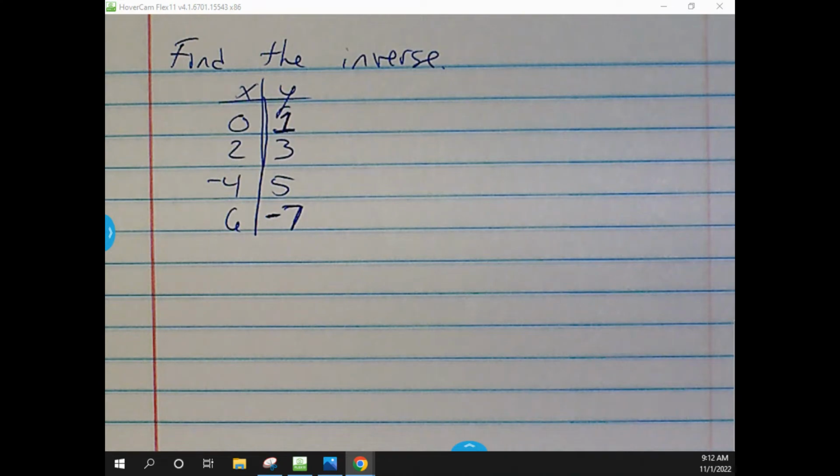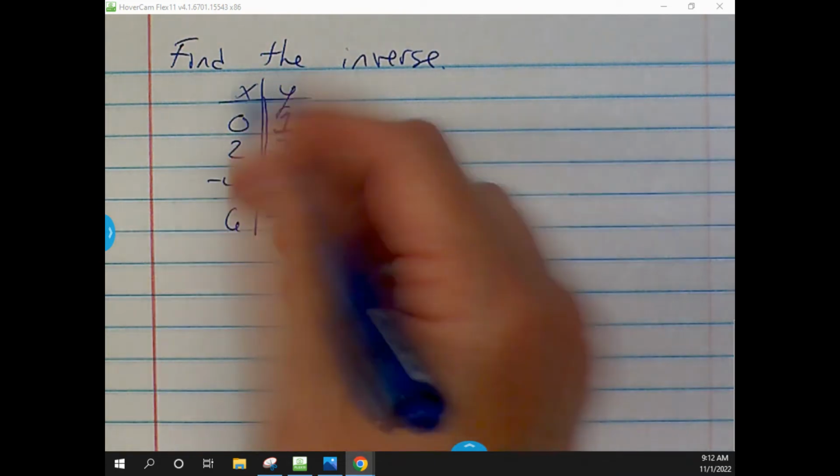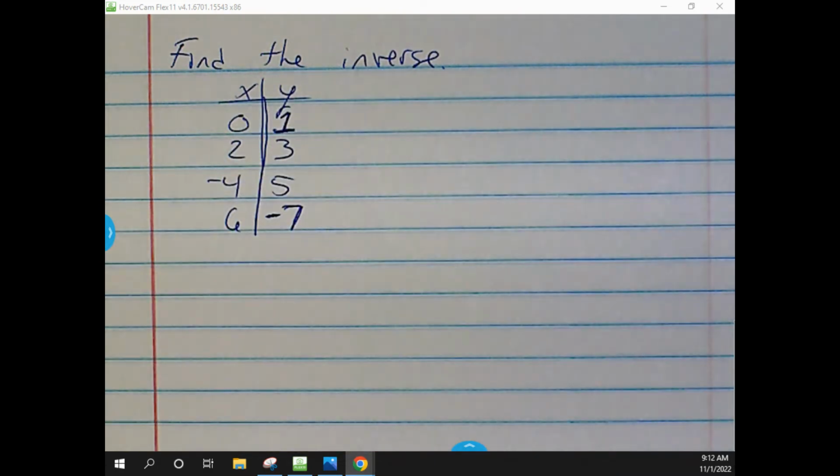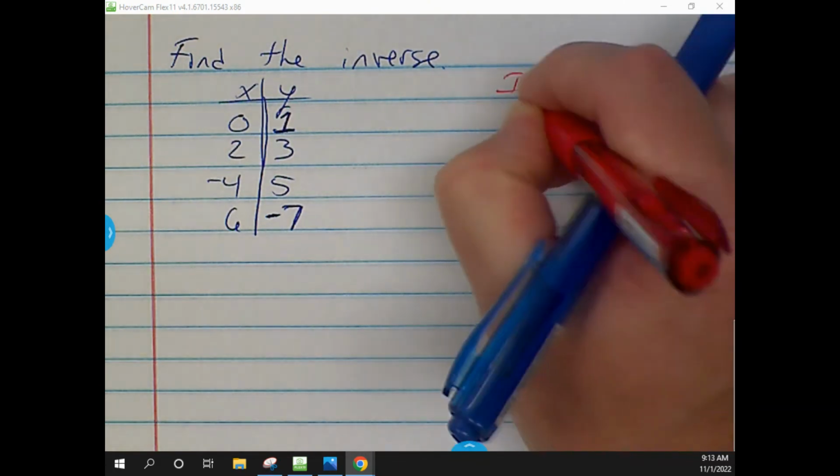It could be ordered pairs. It could be a mapping. I don't think they'd quite go mapping in this case, but usually it's going to be one of those two options. And they're going to ask you, okay, here's this function that we have, or this relation. They're going to ask you to find the inverse of it. And the inverse is just really pretty easy.